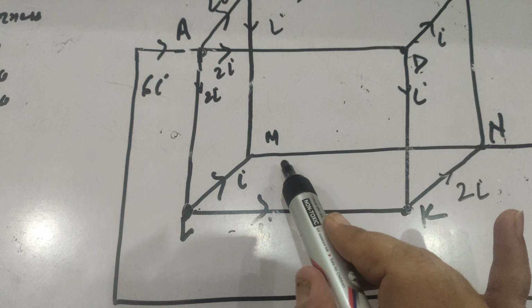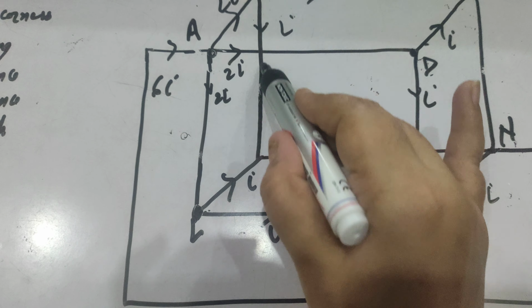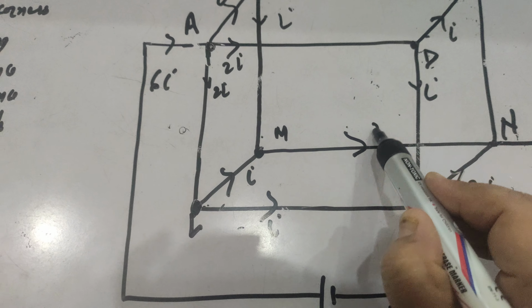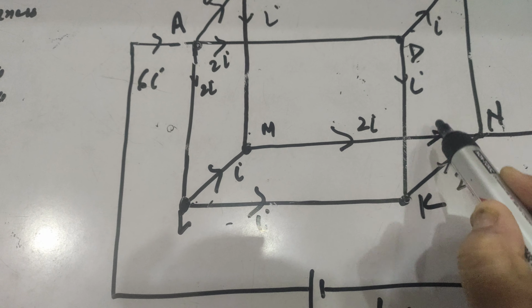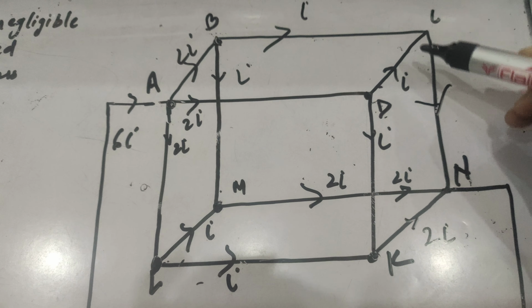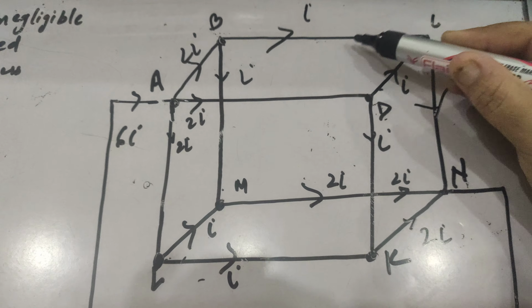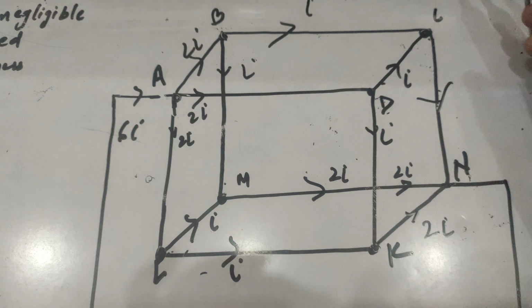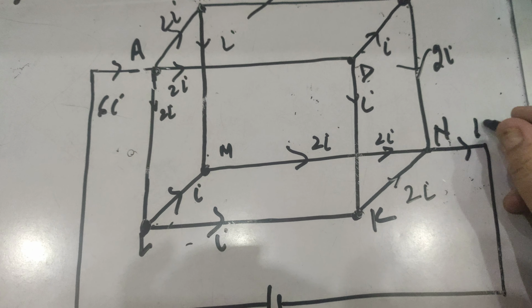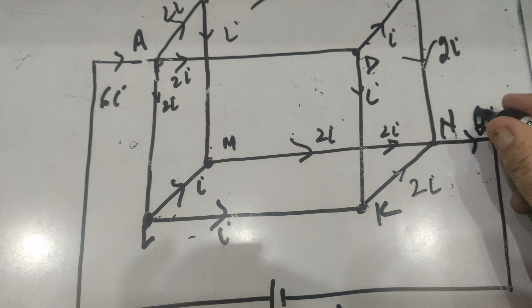Similarly, at this junction, this current I and this current I meet and give the resultant 2I. It means 2I is entering at this junction. And similarly, in this arm, at this junction C, current I and current I join together and give the current 2I. So the total 6I current will leave this junction.